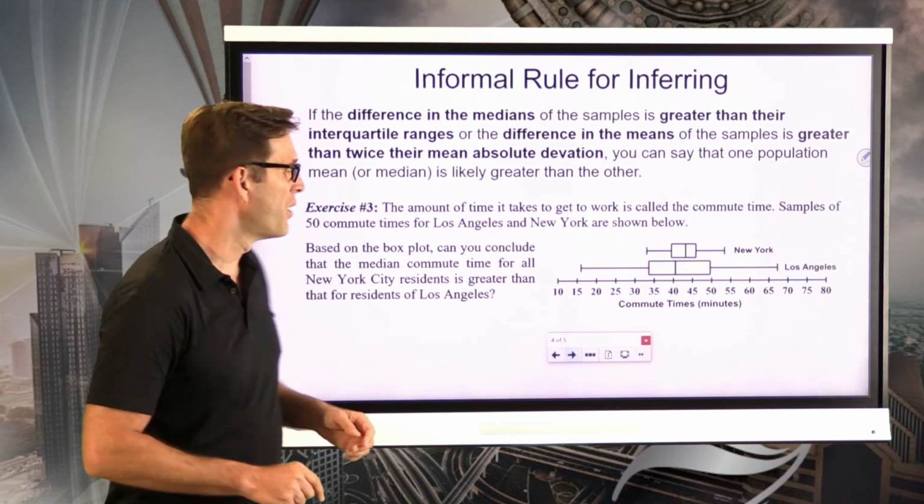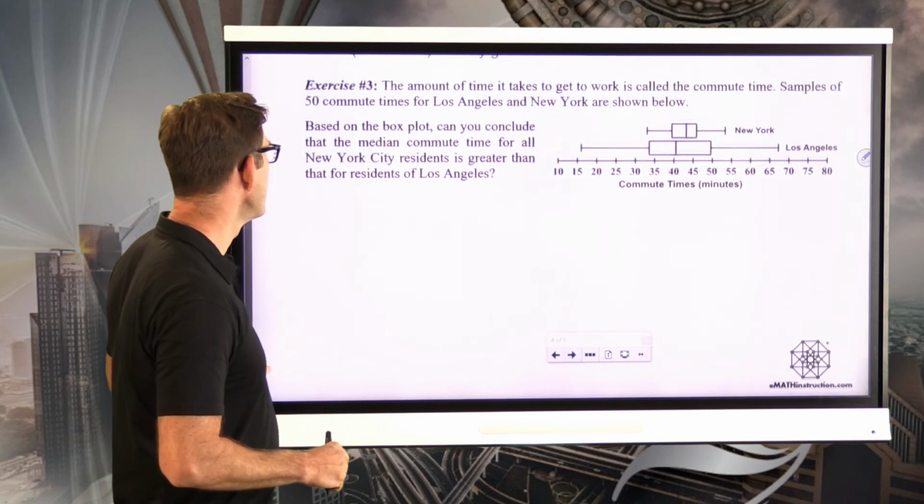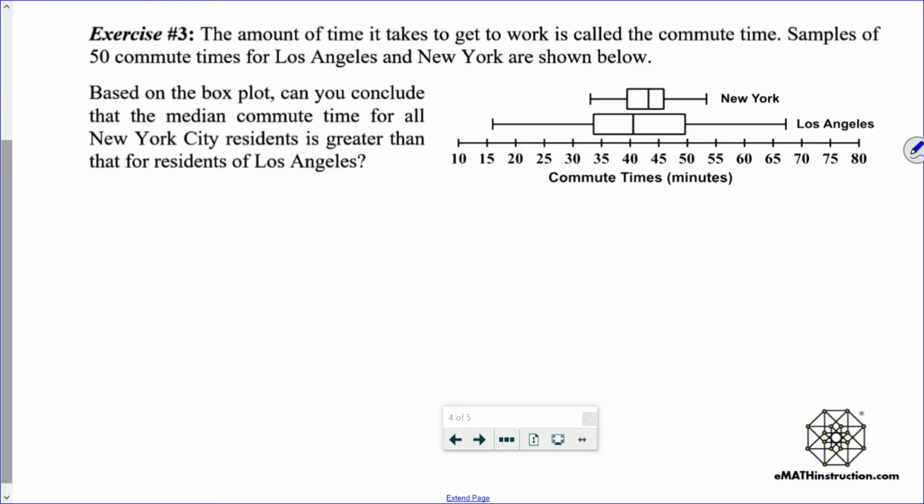So let's take a look at one more exercise. Nice simple one in exercise number 3. The amount of time that it takes to get to work is called the commute time. Samples of 50 commute times for Los Angeles and New York are shown below. Based on the box plot, can you conclude that the median commute time for all New York City residents is greater than that of Los Angeles?